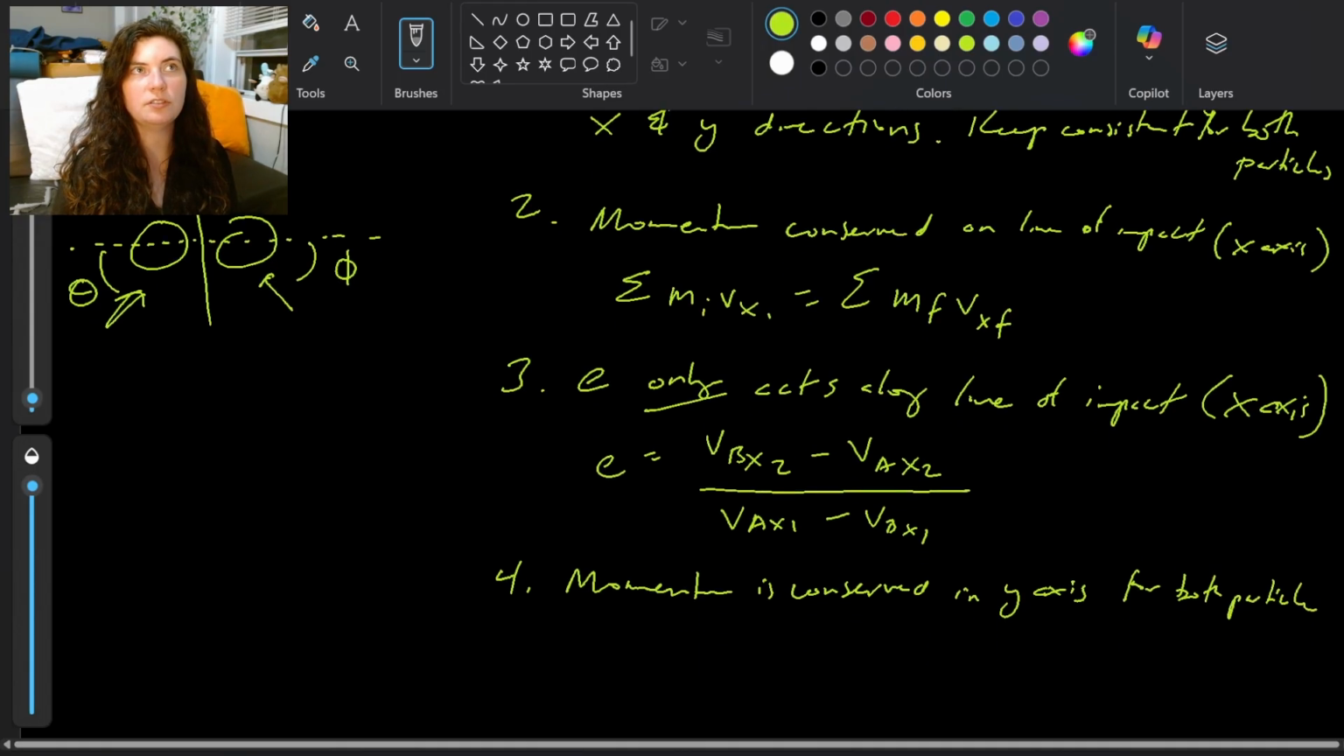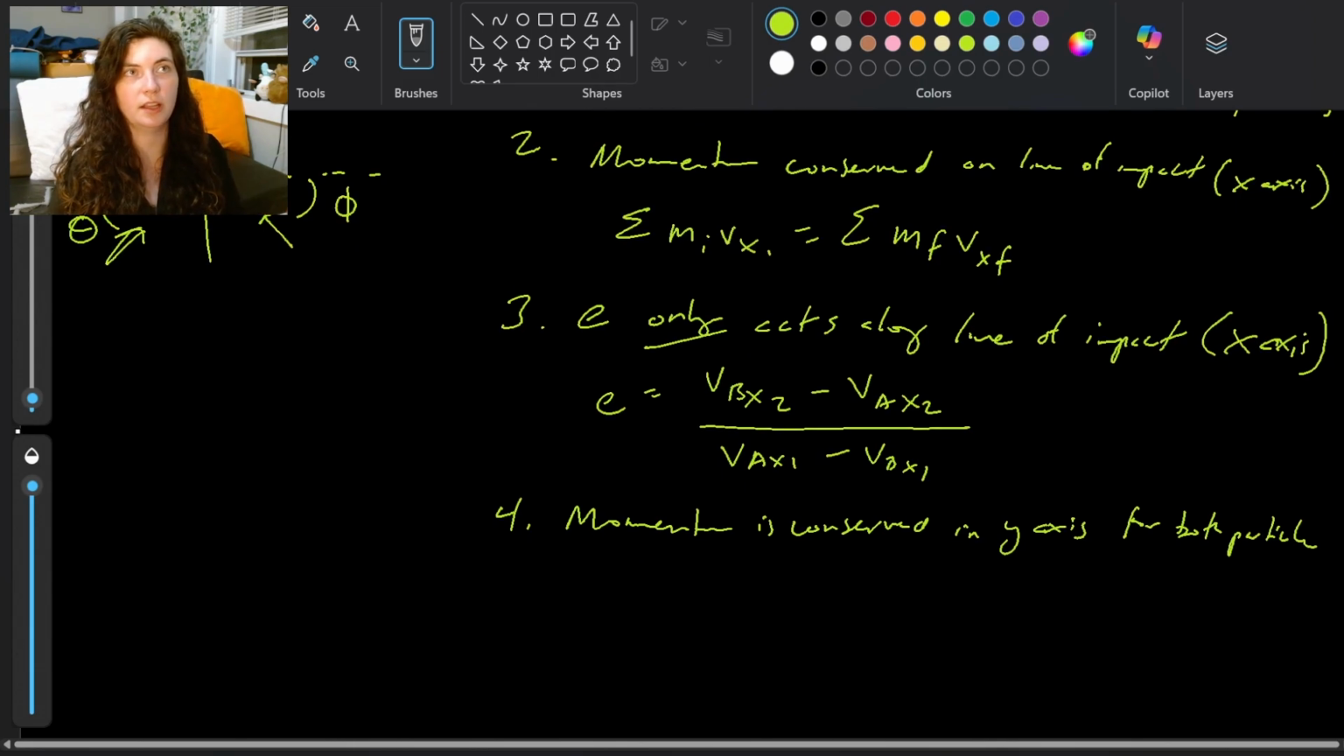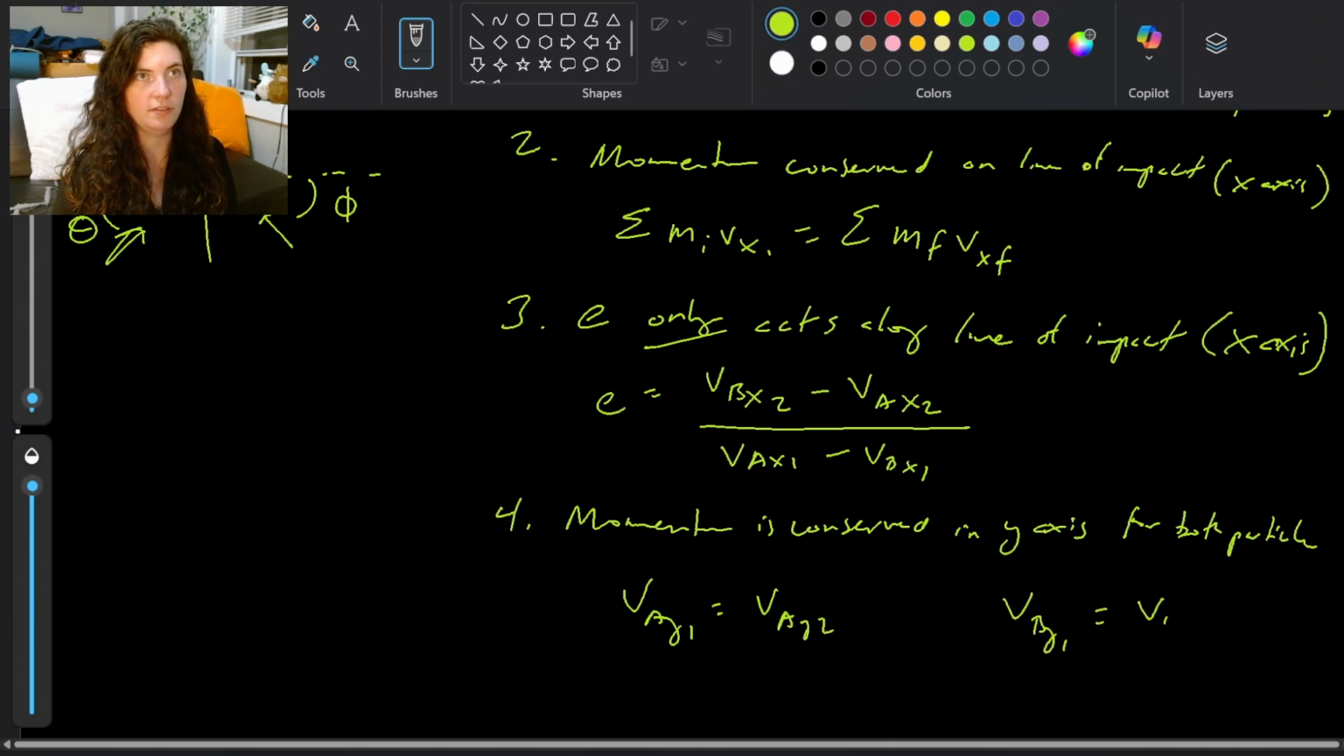And what this means, since the coefficient of restitution really has nothing to do with our y-axis, if our masses are unchanged, and in our impact our masses are going to be unchanged when they collide with each other and then come off, it means that for our y direction, our initial velocity in the y direction will be the final velocity in the y direction. So VAY1 will be VAY2, and VBY1 will be VBY2. So the y components of the velocity for a particular particle will be the same, both initial and final. No change there.